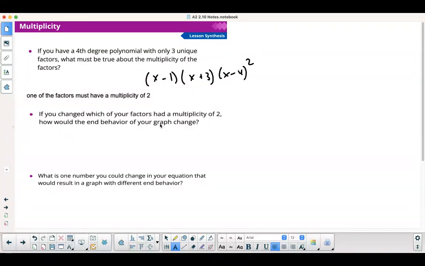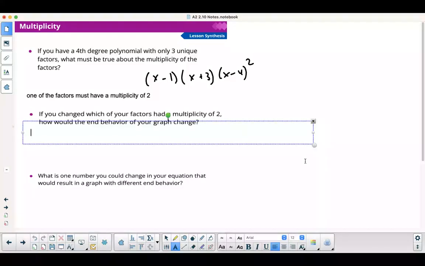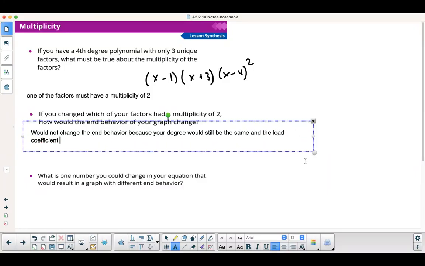If you changed which of your factors had a multiplicity of 2, how would the end behavior of your graph change? That wouldn't change anything, because you'd still have the same degree and the same leading coefficient.